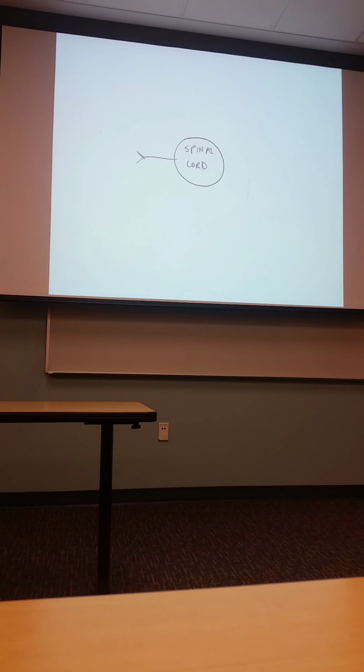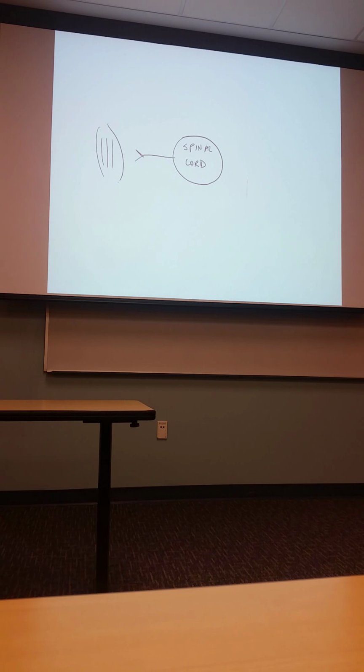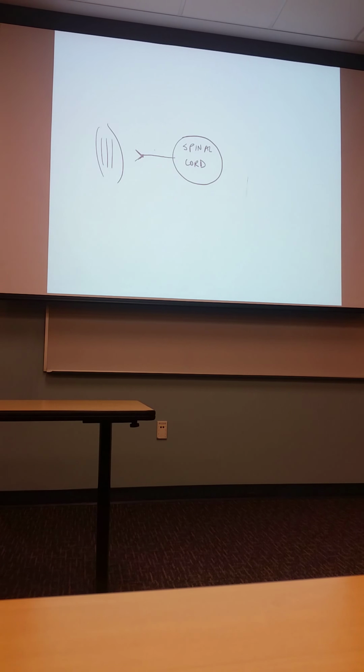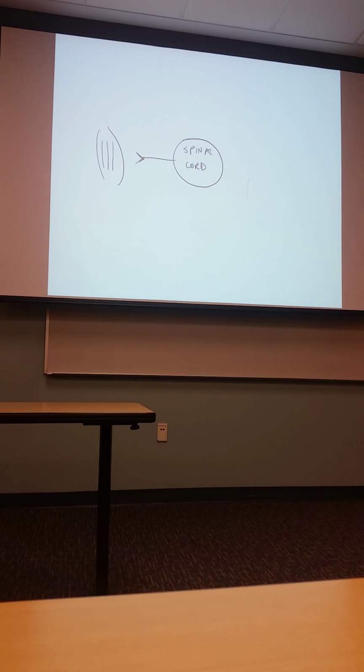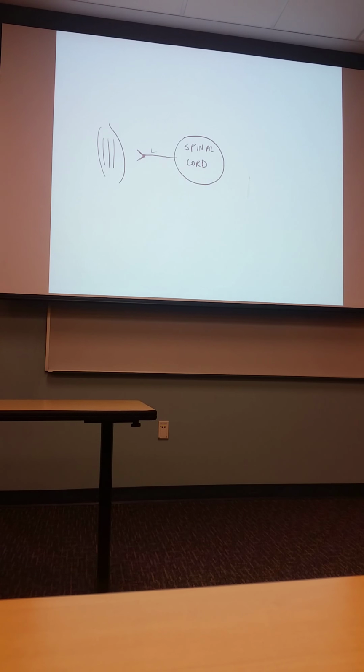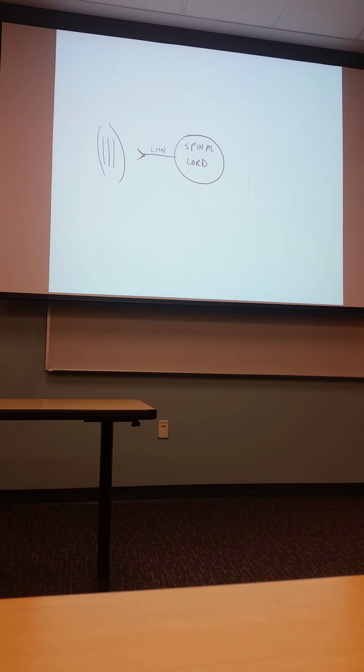And here, let's say there is muscle, right? What kind of neuron is this? Let's talk about the motor system, okay? So this will be a motor neuron. What kind of motor neuron? This is a lower motor neuron, right?